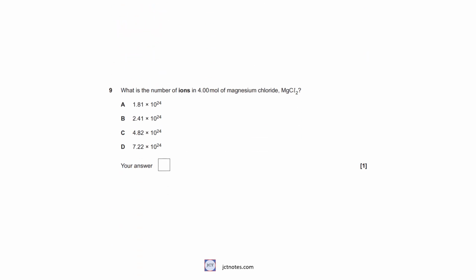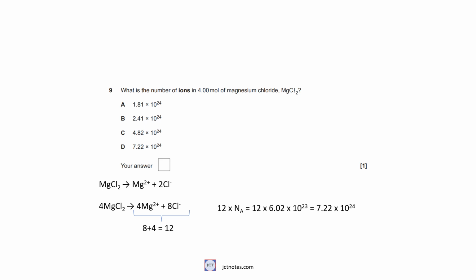On question 9 we are asked what is the number of ions in 4 moles of magnesium chloride. Each mole of magnesium chloride produces a total of 3 moles of ions, given by 1 mole of magnesium 2+ and 2 moles of chloride minus. Therefore 4 moles of magnesium chloride produce 12 moles of ions and we will have 12 times the Avogadro number. This is 7.22 times 10 to the power of 24. And the answer is D.